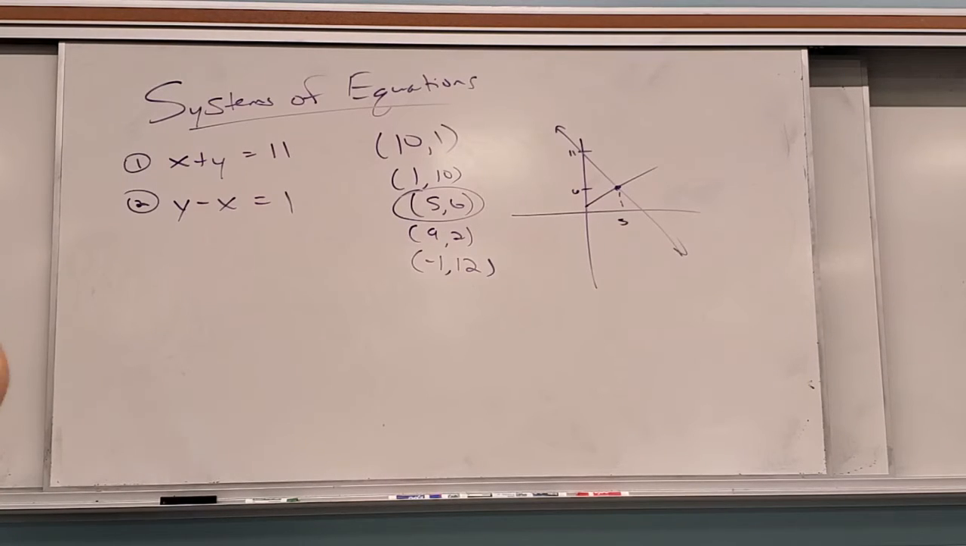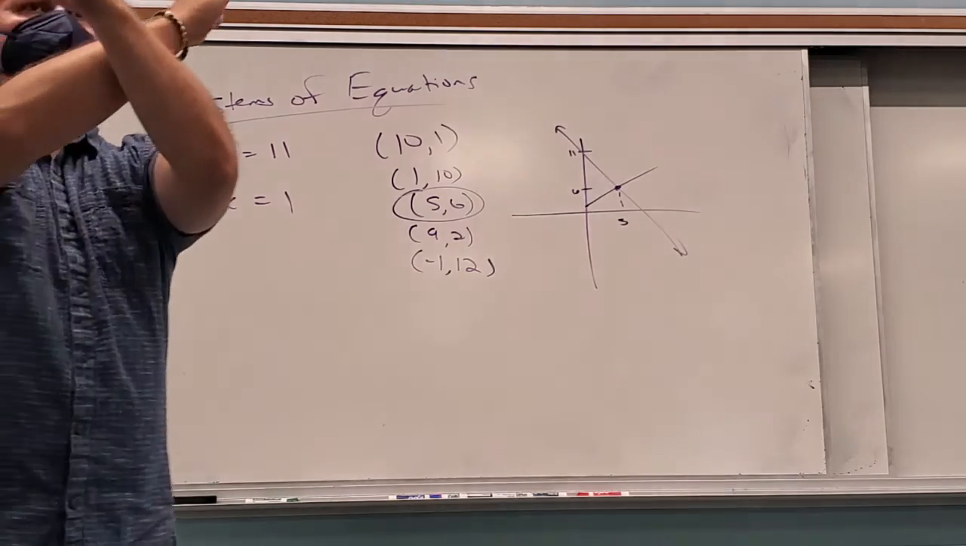Okay. So what does an answer to a system of equations look like? A point. Because it has to have an x piece and a y piece, correct? Okay. Does every system of equations have to have an answer?